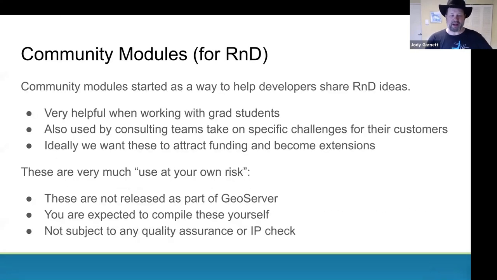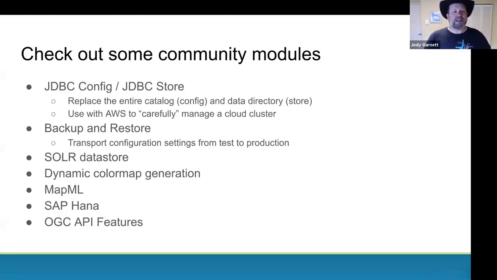We also have a little community play area called community modules. These are really to share R&D ideas, so it's very helpful when working with grad students or different consulting teams, allows them to share their work. But these are very much use at your own risk. They're not part of GeoServer yet. You're expected to compile these yourself. There's lots of kind of fun community modules, things like MapML, and there's a SAP plugin. And what I'm excited about is the OGC API for features. This is the next round of OGC standards, which is in R&D currently. And this is an example of where GeoServer will add new protocols over time.